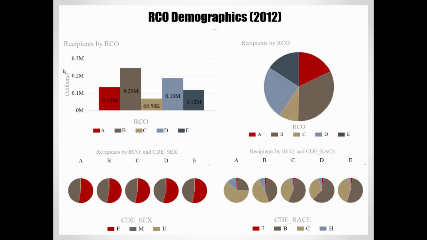On the bottom left, you'll see pie charts for gender, male and female. We do have a small number of unknowns, and that's pretty consistent from RCO to RCO. You do see some distinction in the race groups. 7 is unknown, B is black, C is Caucasian, and H is Hispanic in that group. So you do see some differences among the RCOs in the racial makeup.